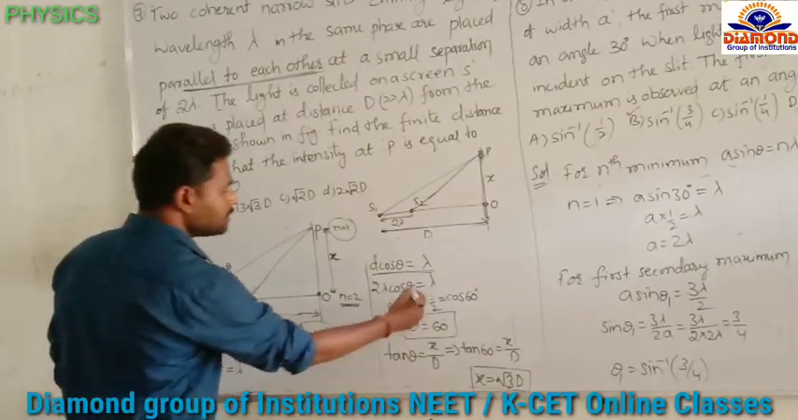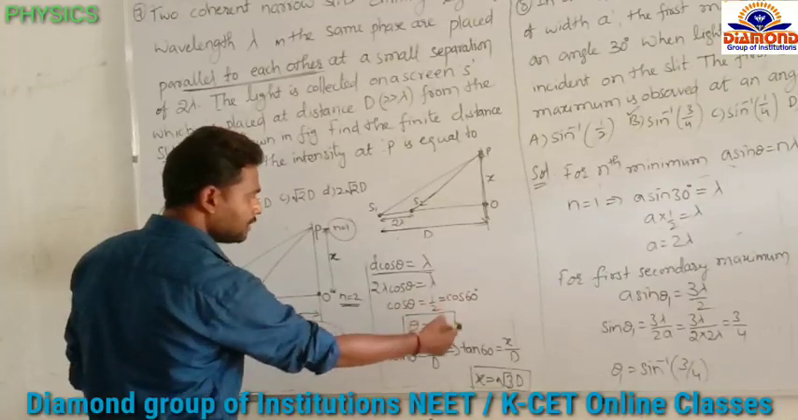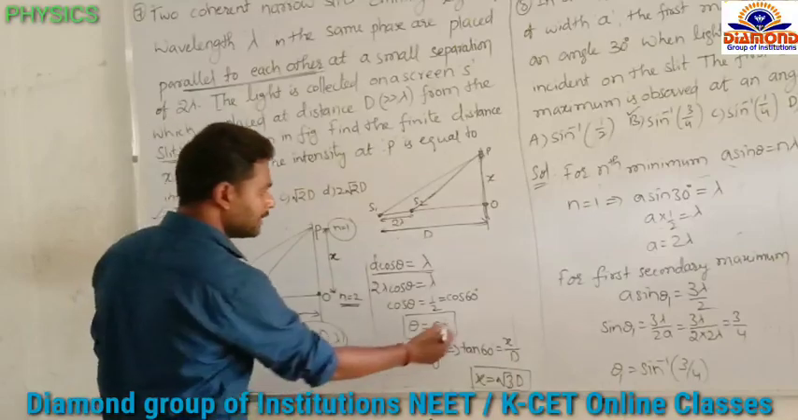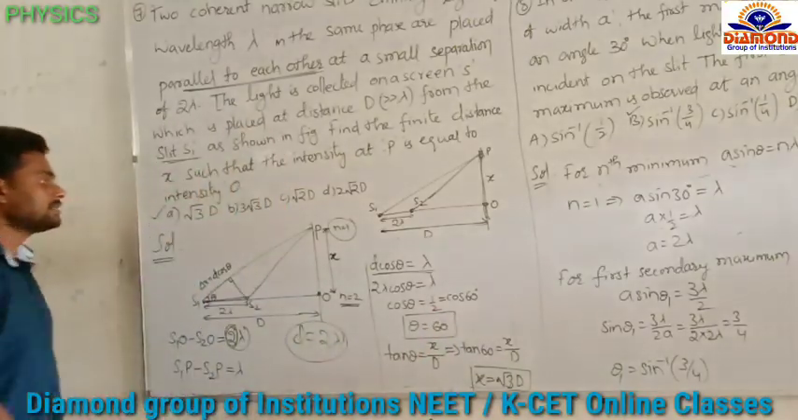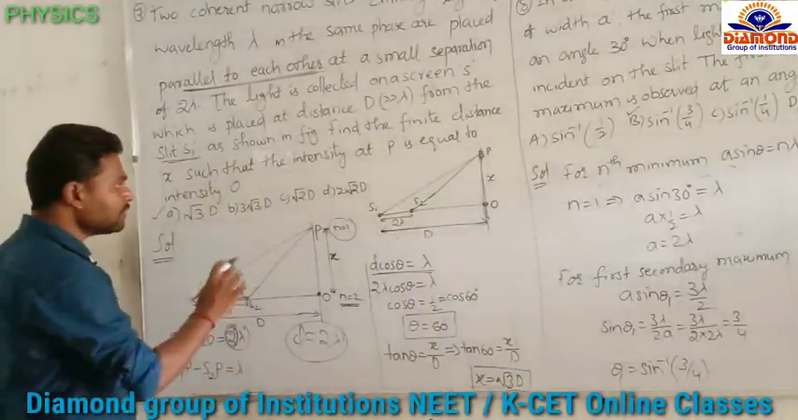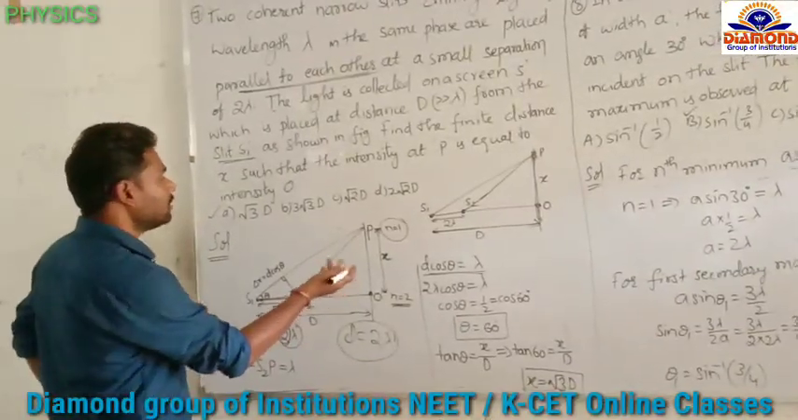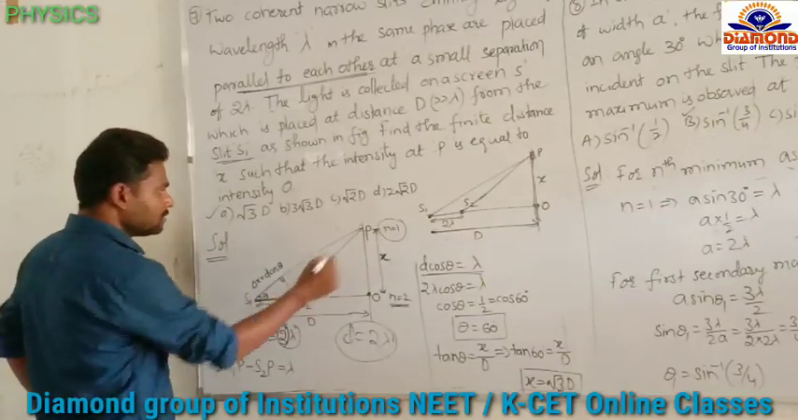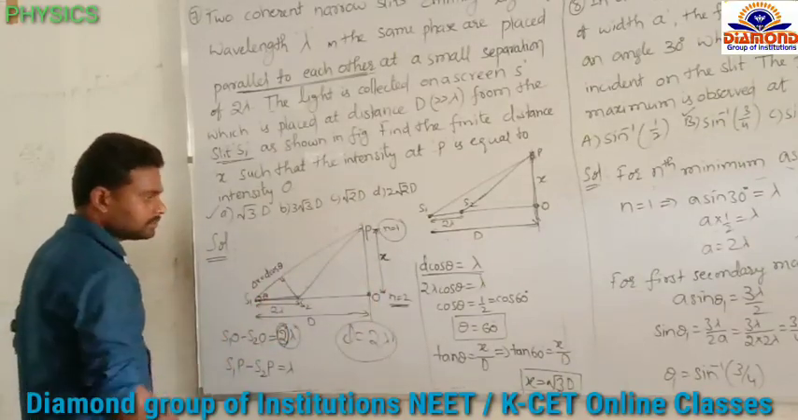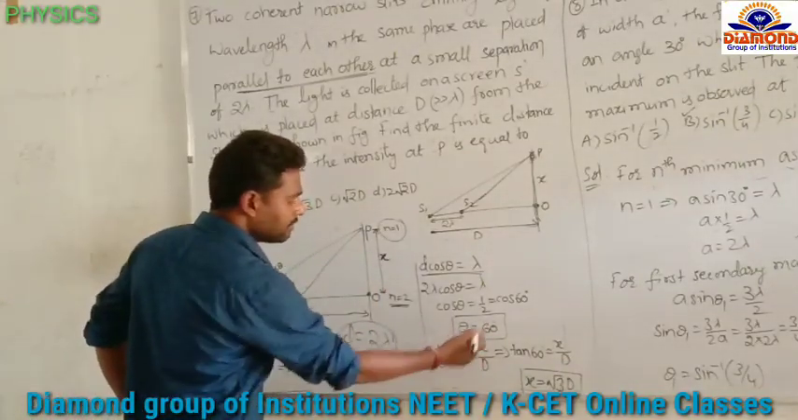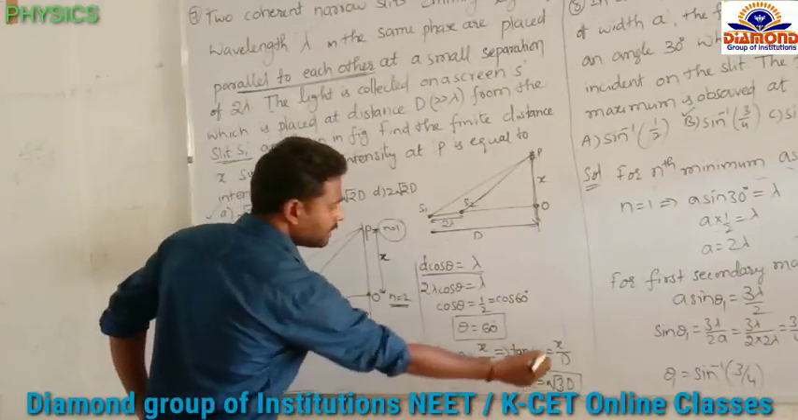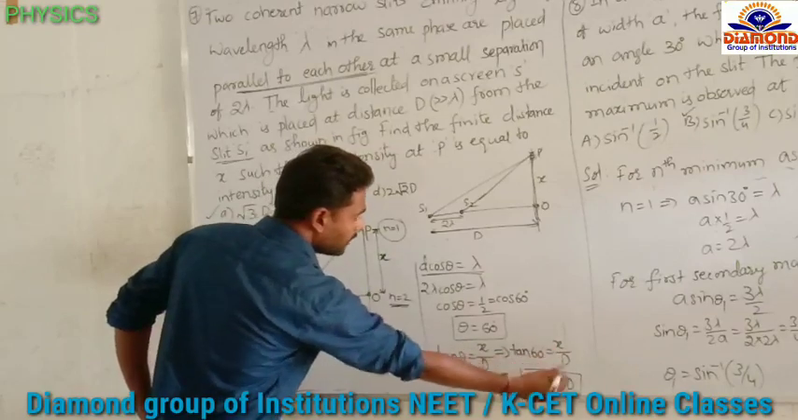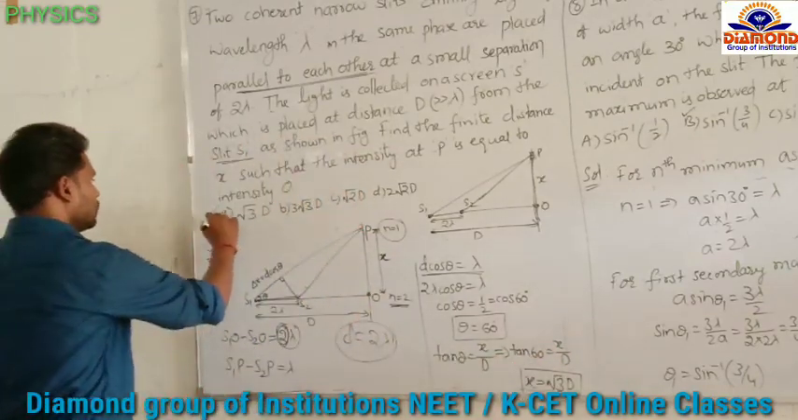So substituting and simplifying, we are getting cos theta equal to 1 by 2. For cos theta equal to 1 by 2, we get 60 degrees. So theta equal to 60 degrees. Now they are asking for which angle we are getting the maximum intensity at the P point, that we have to find. So tan theta equal to x by d. Theta we got is 60 degrees, and tan 60 is root 3. So x equal to root 3 into d. So the answer is root 3 d.